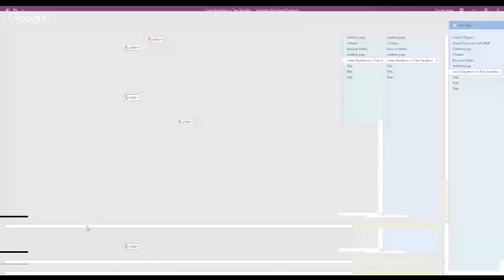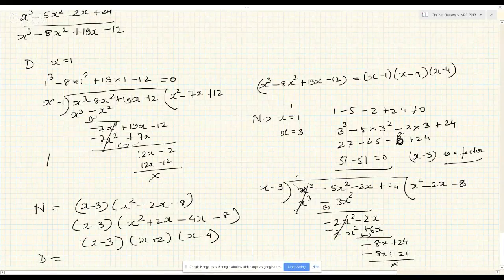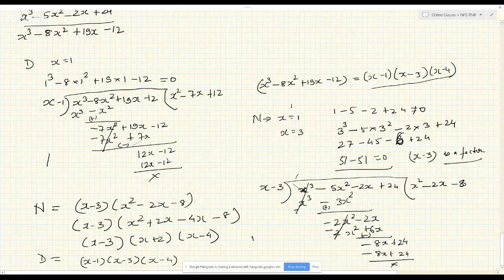And the denominator was, where was d? D was, yeah, here. So d was x minus 1, x minus 3, x minus 4. So hence the answer will be n by d is equal to, so this goes, this goes, this goes, this goes.